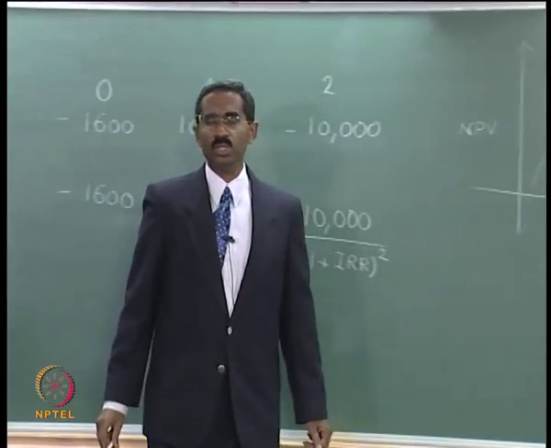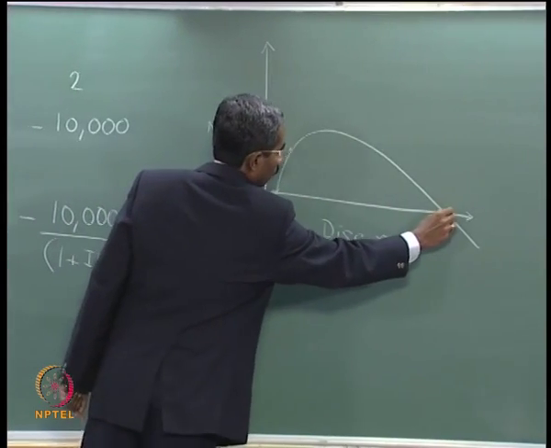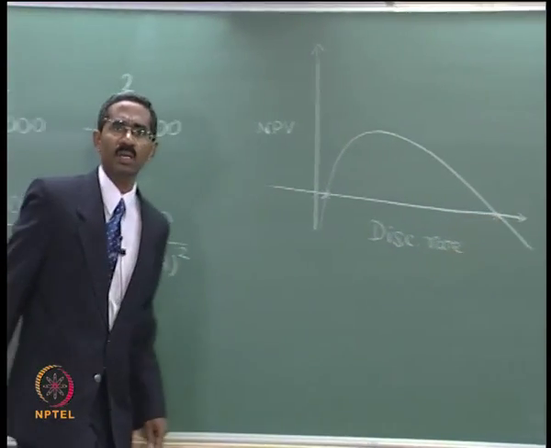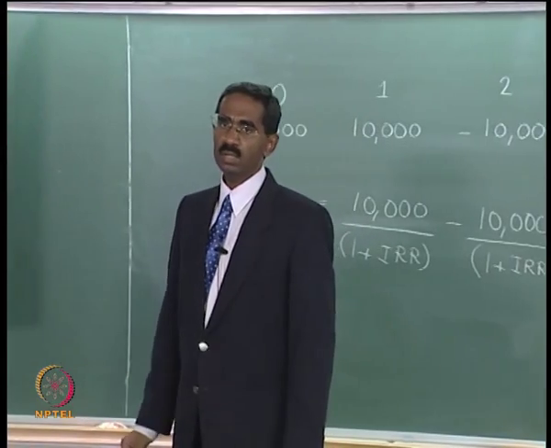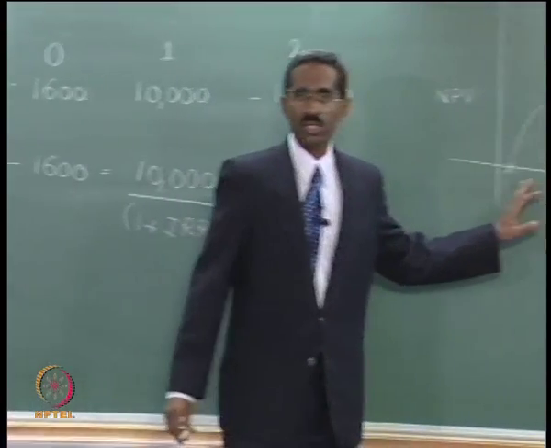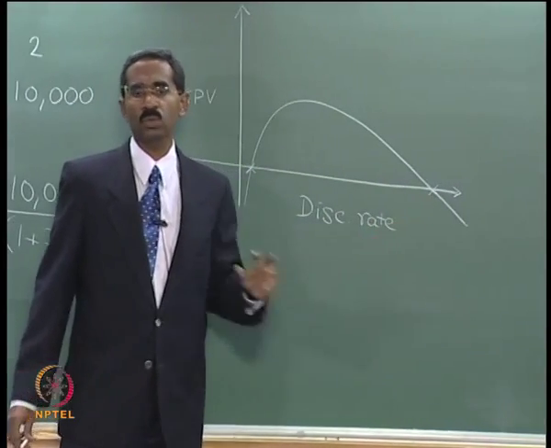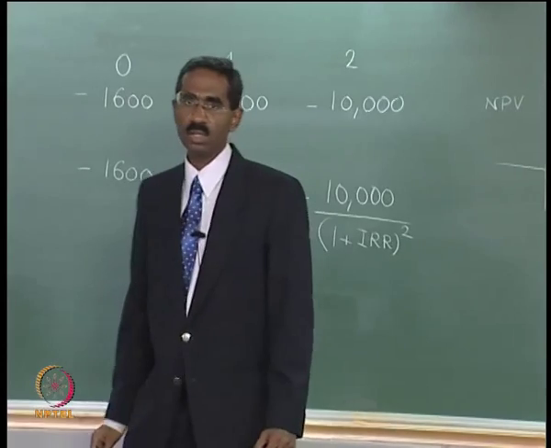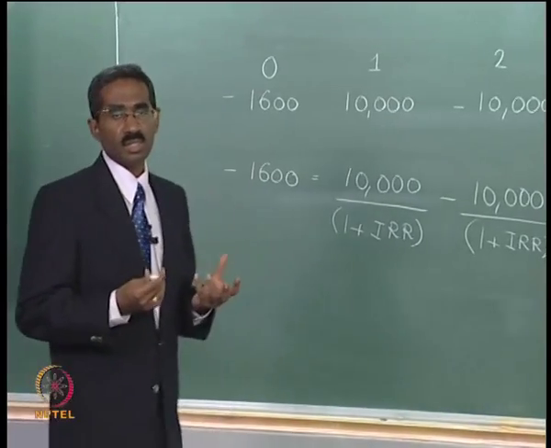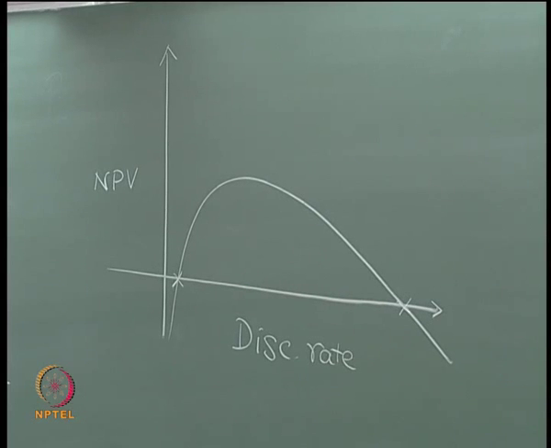So there are two discount rates for which the net present value is 0. So how do we define IRR? We define IRR as that discount rate where the net present value becomes 0. Now when you have a situation where the net present value is 0 for two discount rates, which discount rate should we actually take? So IRR in this case does not exist, so we should be aware of situations where IRR simply does not exist.